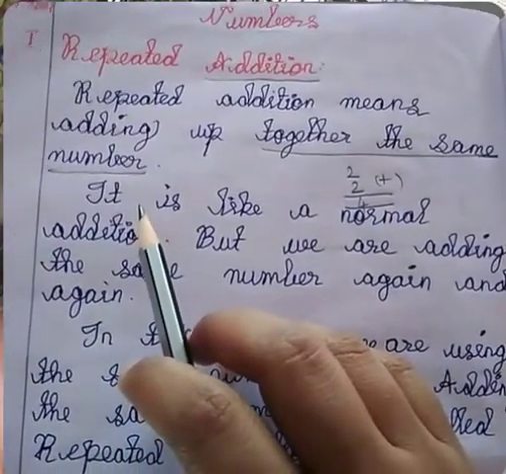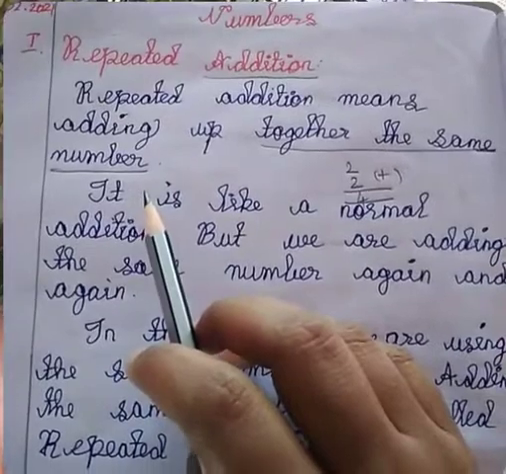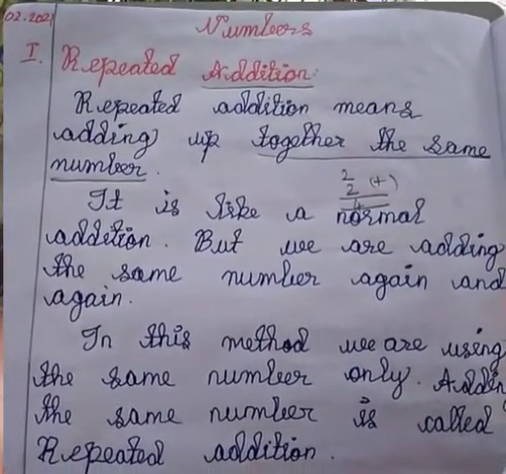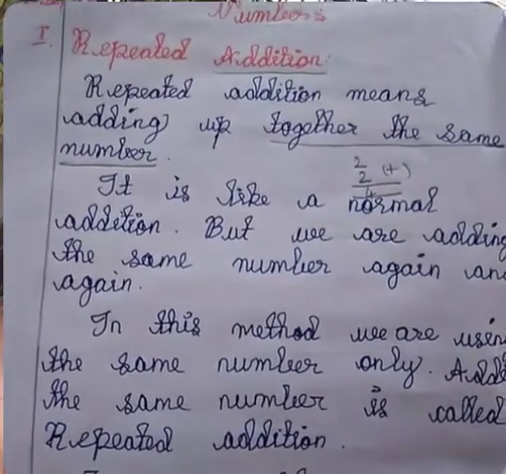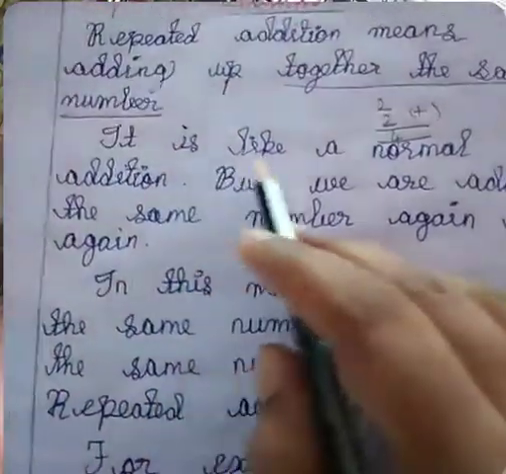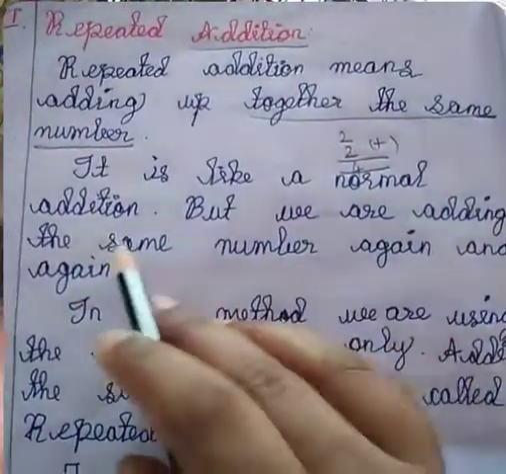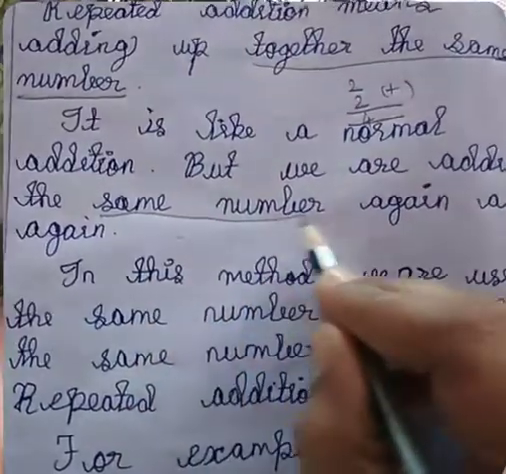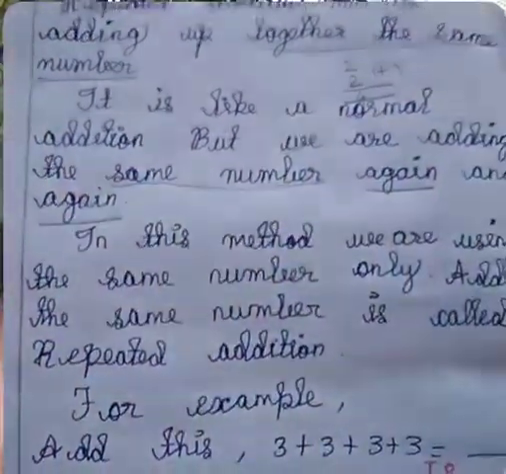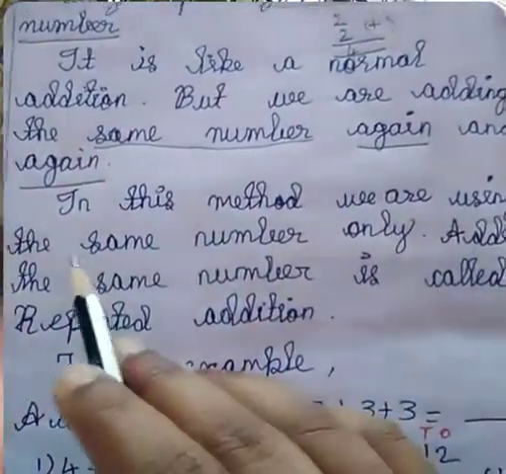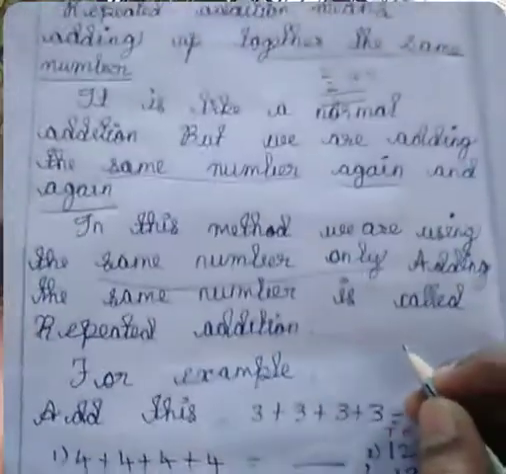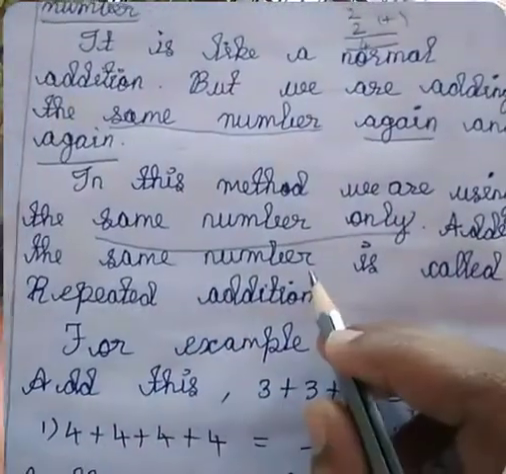You already know addition, but repeated addition is slightly different. The same numbers are given, and you have to add the same numbers. It is an addition procedure, but the numbers will be the same. In this method we are using the same number only. Adding the same number is called repeated addition.